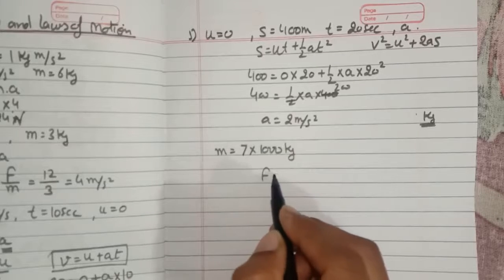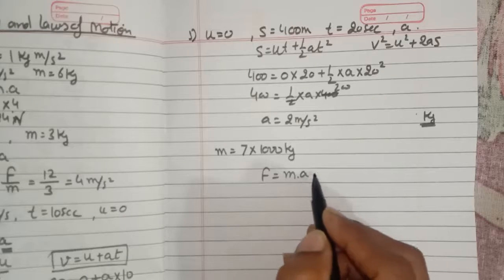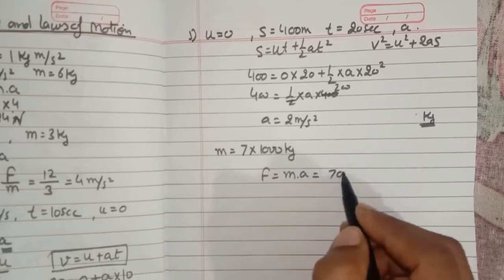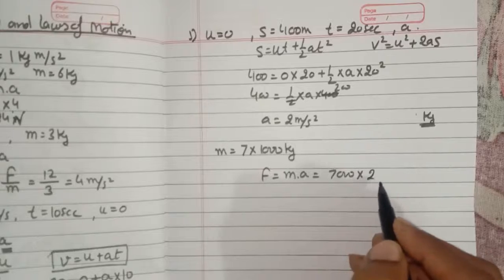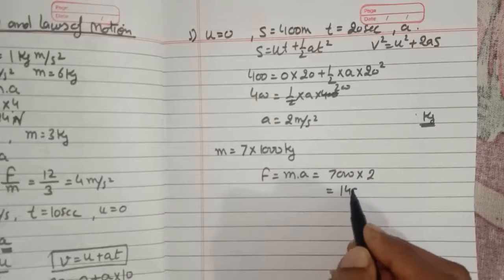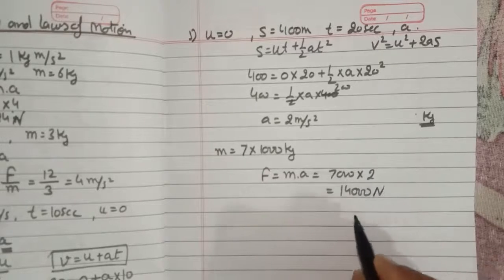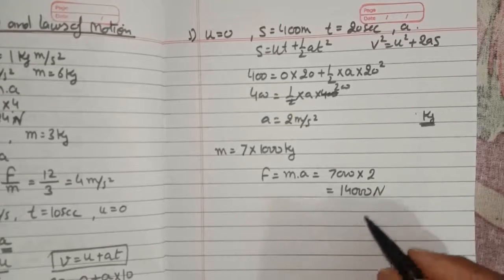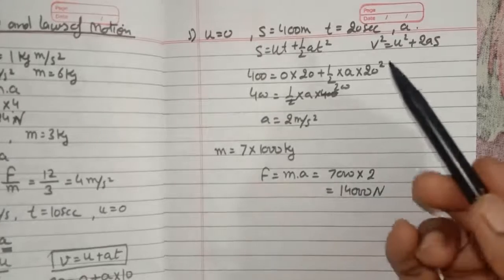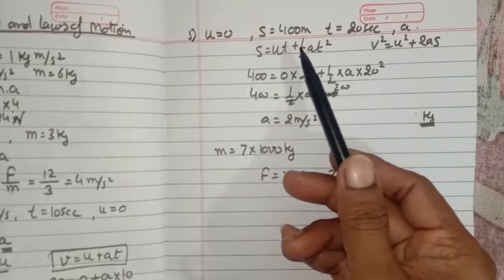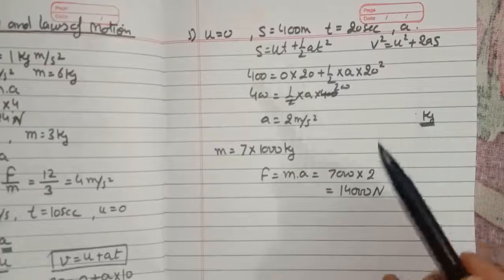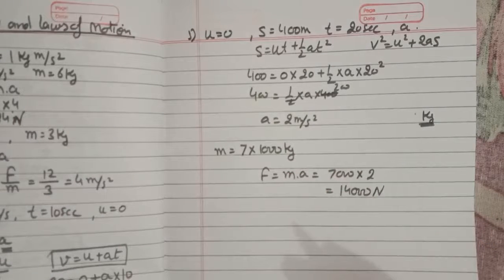You have to find the force required. F is equal to m into a. By using this formula, we can easily calculate the value of force required. It is 14,000 Newton. This is the force required to move the truck up to the distance of 400 meter. So these are some simple numericals which we should know how to solve.